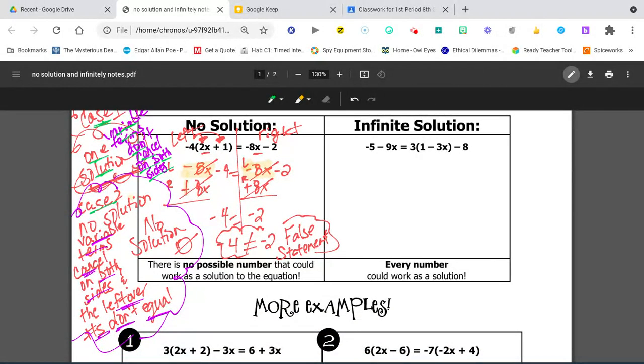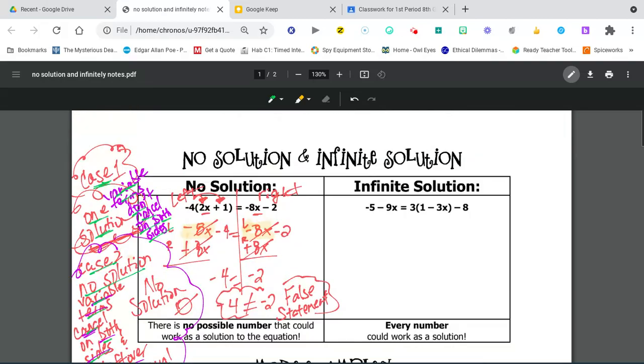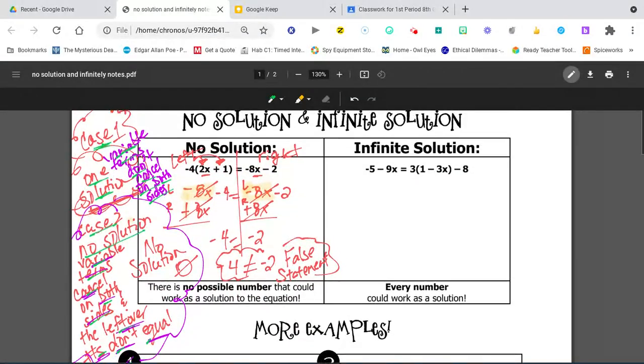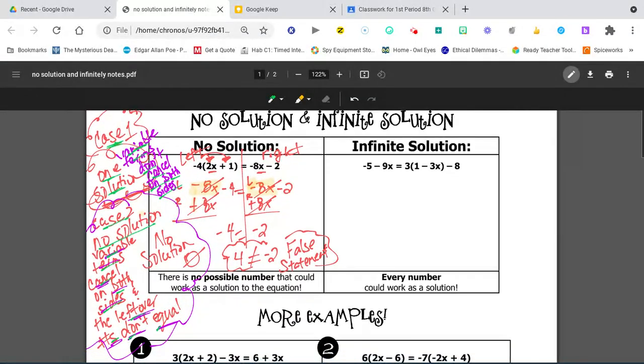But for case 2 to happen, which is no solution, your variable terms are going to have to cancel on both sides, and the leftover numbers don't equal. Now let's look at case 3. An infinite amount of solutions.